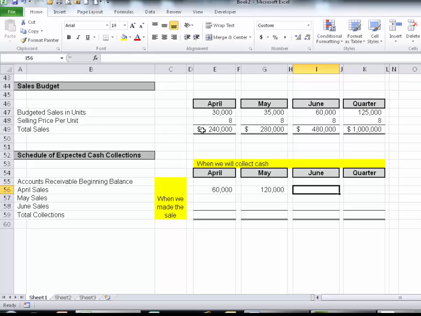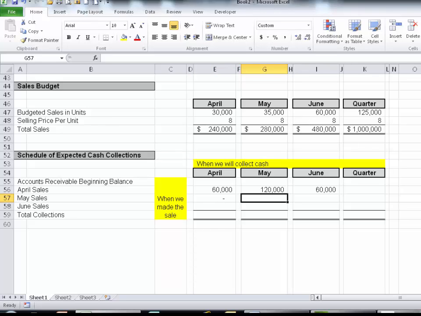Finally, I'm going to collect my last piece in June, the second month after sale. So $240,000 times 25%, $60,000. Then we go through and do May. Well, for May sales, I didn't collect any of it in April because that would be the month before sale, and the problem says I don't start collecting payments until the month of sale. So 0 goes in the May sales collected in April column.